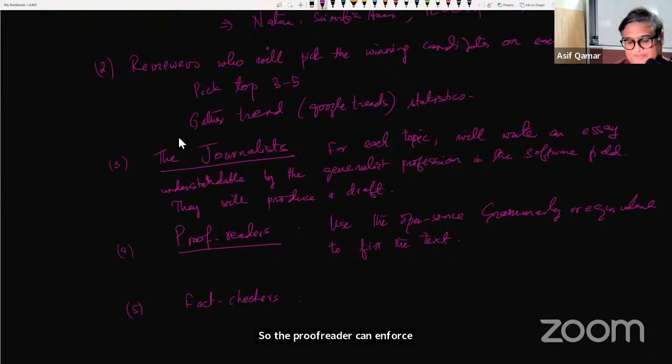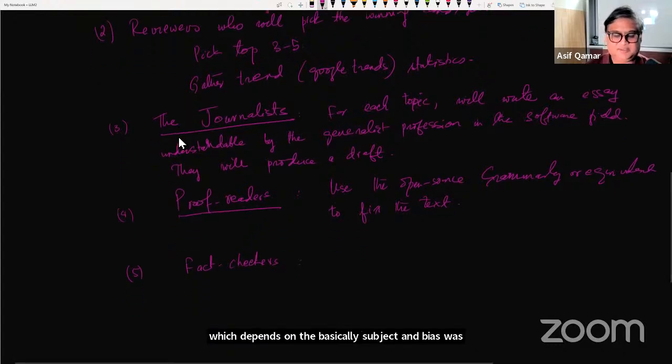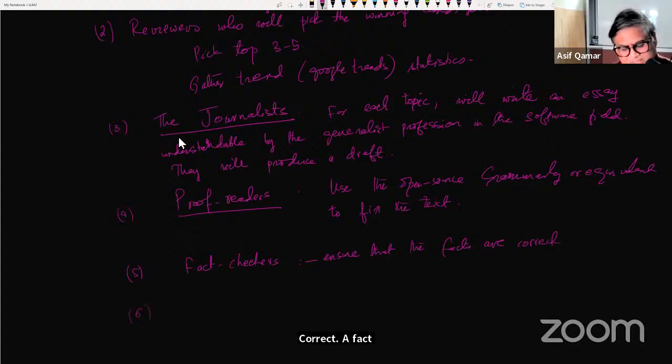Then fact checkers. It depends basically on the subject and bias also. They also introduce bias. That is where the fact checkers will come in, to ensure that the facts are correct. Fact checkers, right? And then let's add it as a separate step.